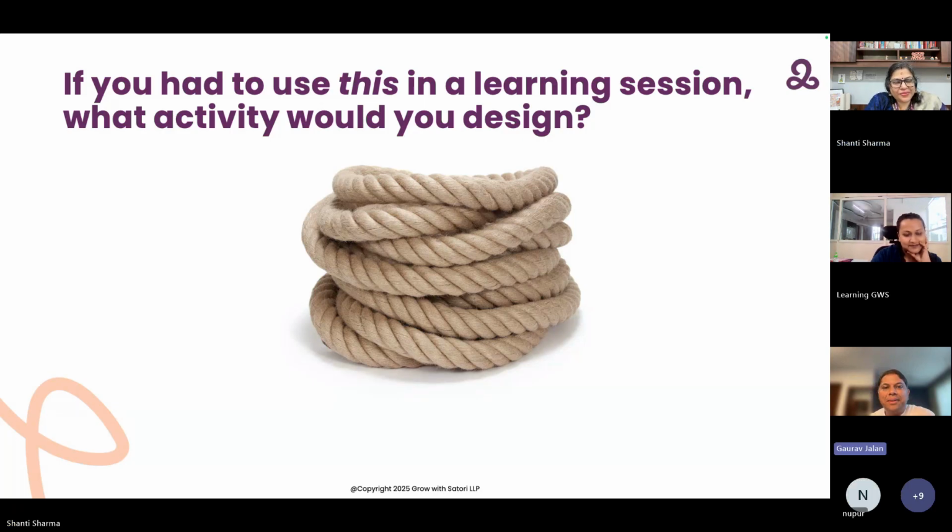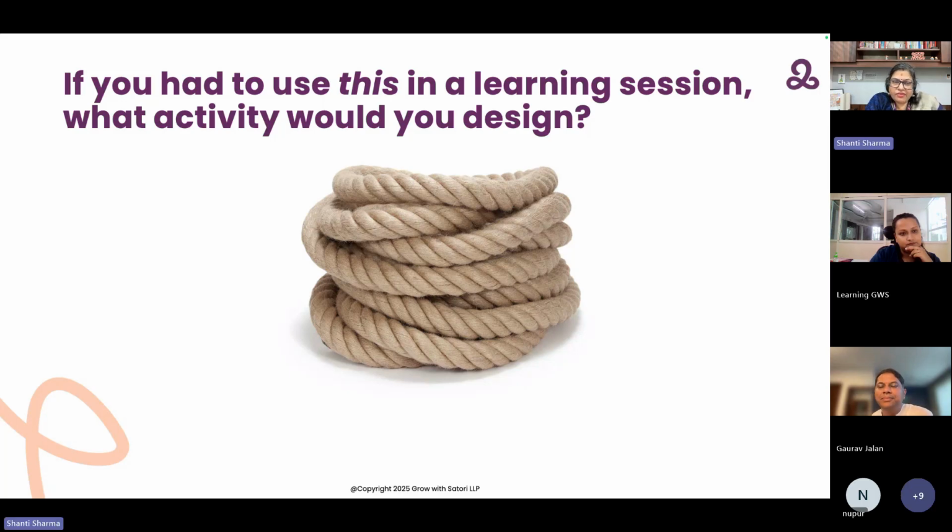So what I could think of is if there are teams and the rope can be tied in multiple knots and then given to each team, and then you can observe who is taking the initiative, who is driving the solution to the problem at hand, if they have to untie these knots. That could give an indication of who could be the leader or the leadership traits in the team.